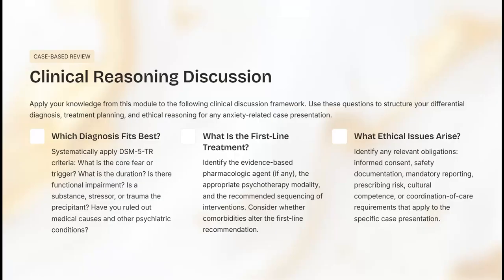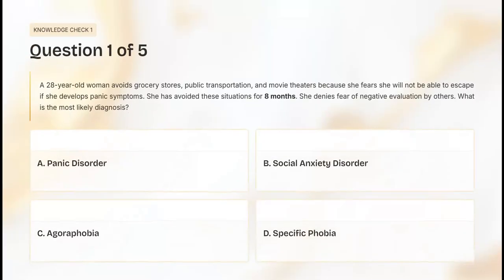We're going to do some knowledge check questions. Question number 1. A 28-year-old woman avoids grocery stores, public transportation, and movie theaters because she fears she will not be able to escape if she develops panic symptoms. She has avoided these situations for 8 months. She denies fear of negative evaluation by others. What is the most likely diagnosis? Is it A, panic disorder, B, social anxiety disorder, C, agoraphobia, or D, specific phobia?